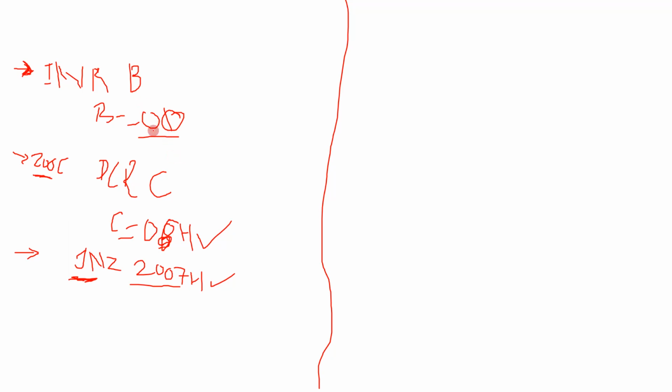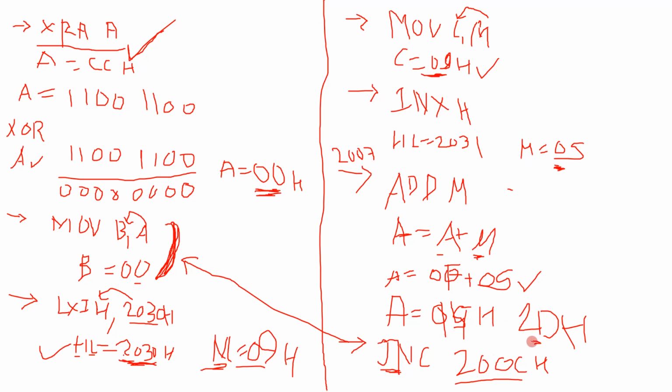That's why this B register is used. In B register the higher order byte is stored, and the lower order byte is stored in accumulator. So I hope this is clear to you. So for today, we will stop here.